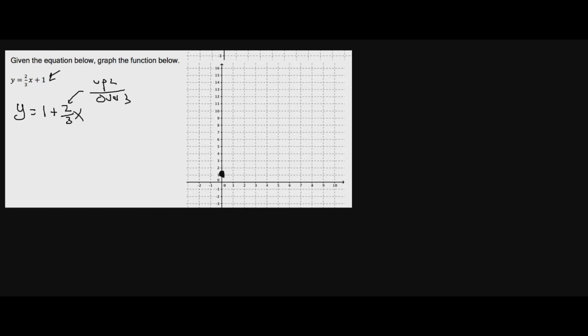So up 2 over 3. 1, 2, 3. So right here, go up 2 and go 1, 2, 3. And you can do the same thing down below. Go down 2 over 3. And we can get our line like such. And there it is, done. Nothing else for us to do. We're just interpreting the equation and helping us quickly sketch it without having to make a table. But you can if you want to.